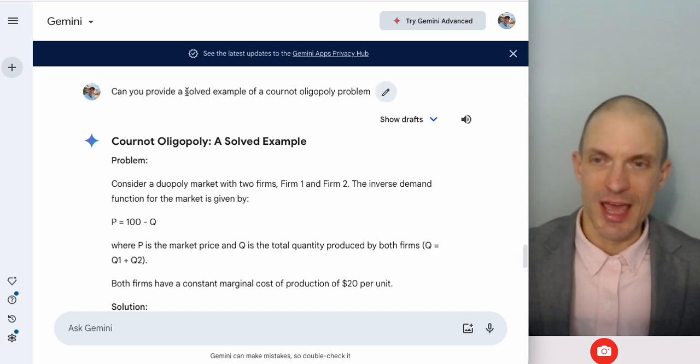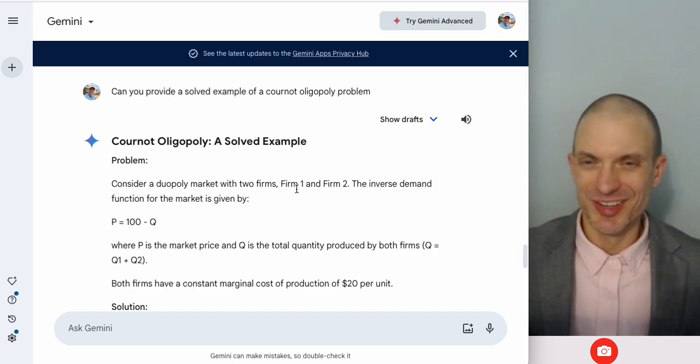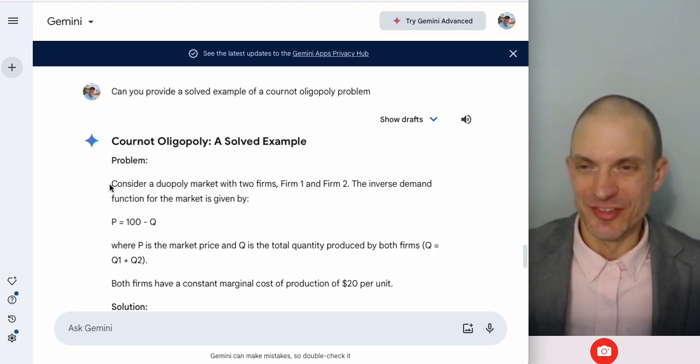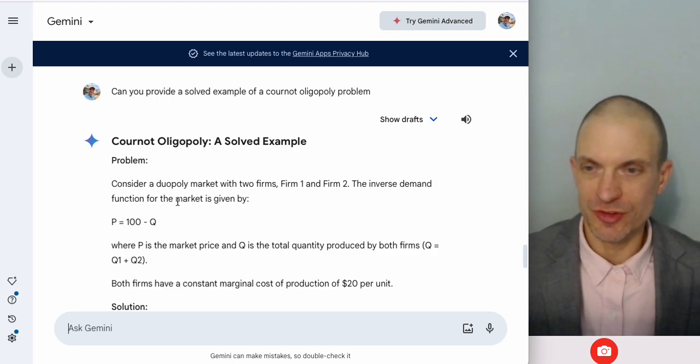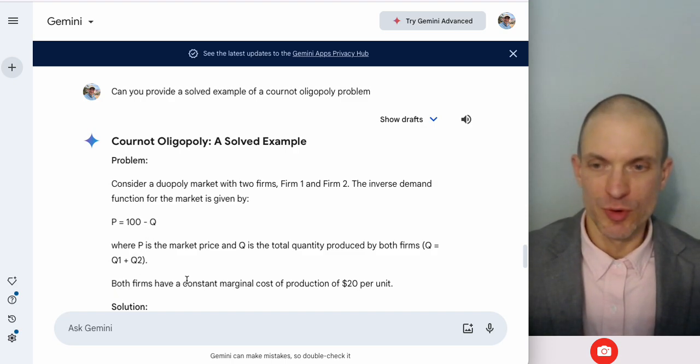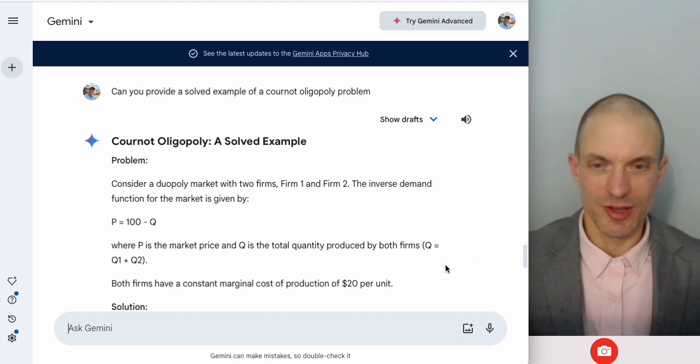I've asked it now, can you provide a solved example of a Cournot oligopoly problem? I just typed this in and clicked submit, and I haven't reviewed this, so I don't know what it's going to say. All right, so consider a duopoly market with two firms, firm 1 and firm 2. The inverse demand is given by price is equal to 100 minus Q. Fine. Both firms have a constant marginal cost of production of 20 per unit. And now it's going to give me my solution. Okay, let's see what it's going to say.